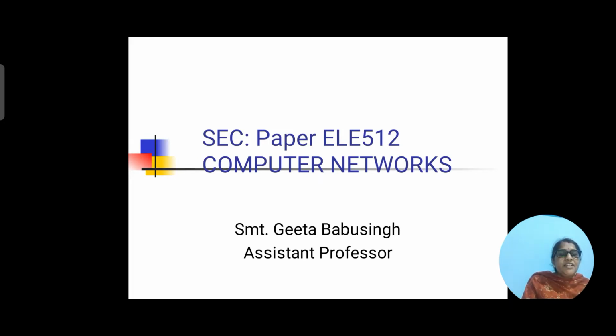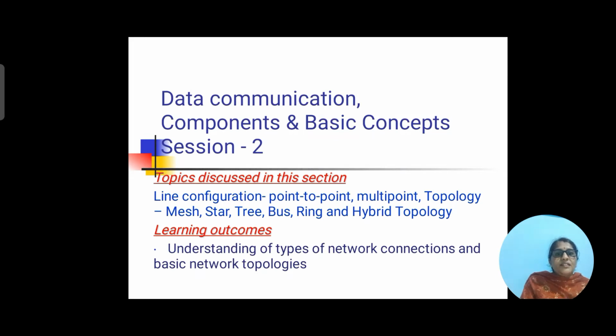In the previous session, we discussed data communication and its components: message, sender, receiver, transmission medium and protocol. Then we studied data representation, in which we covered text, image, audio and video. In today's discussion, we discuss line configuration, point-to-point, multi-point, and topology: mesh, star, tree, bus, ring and hybrid topology.